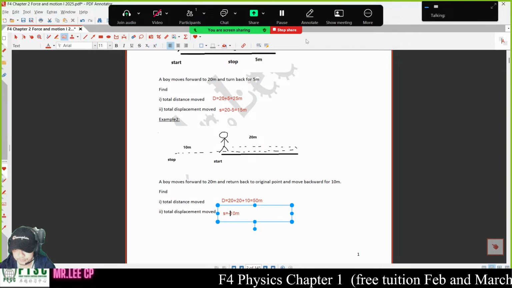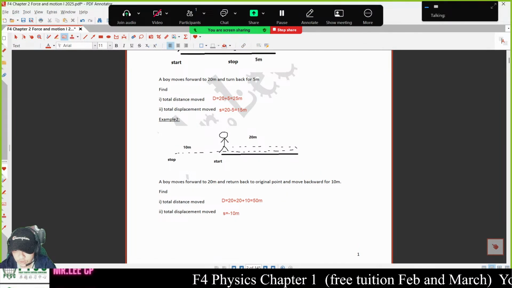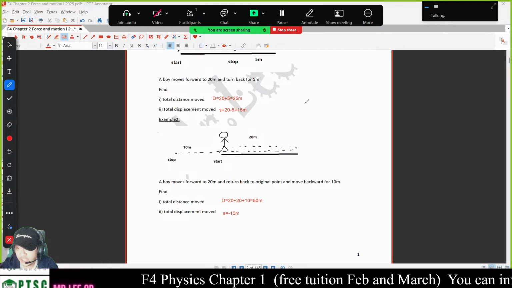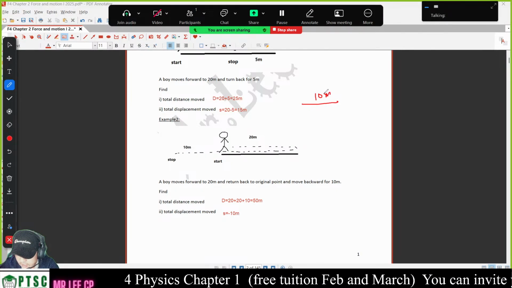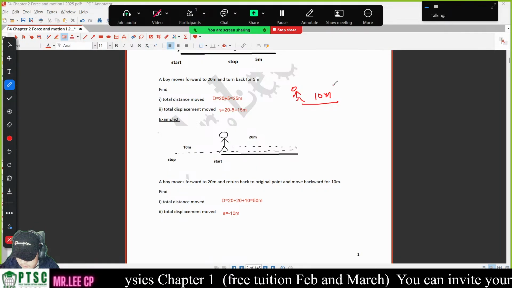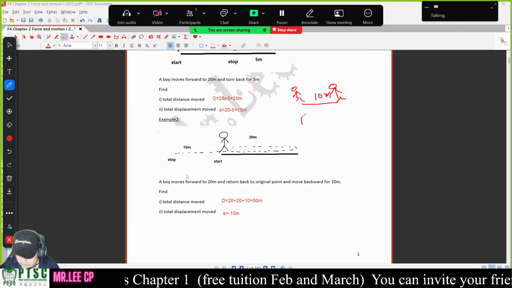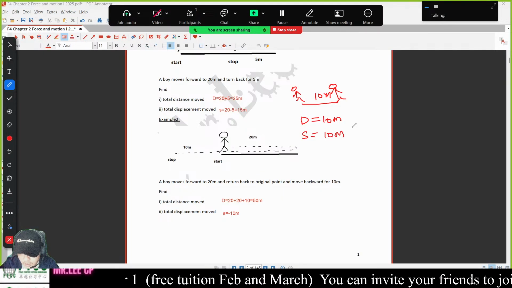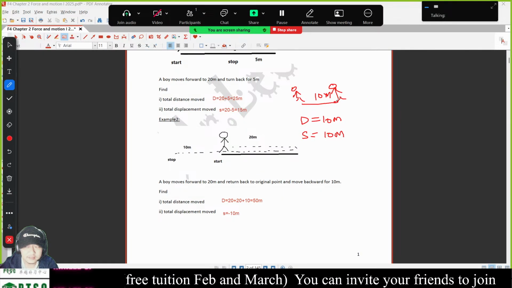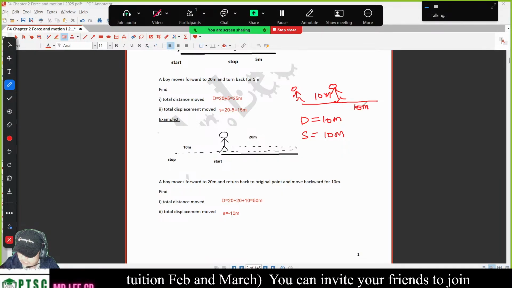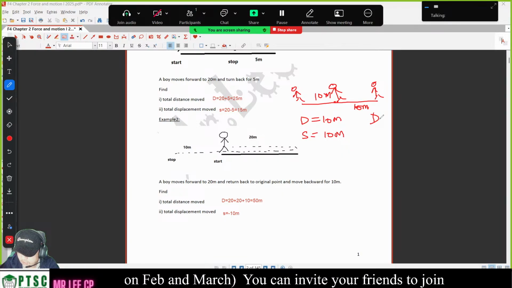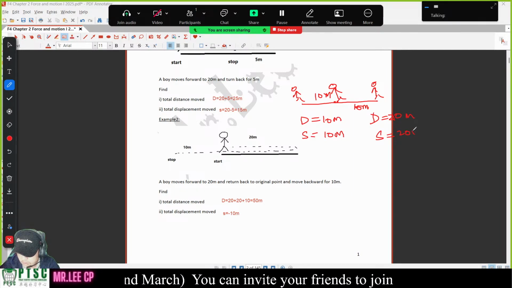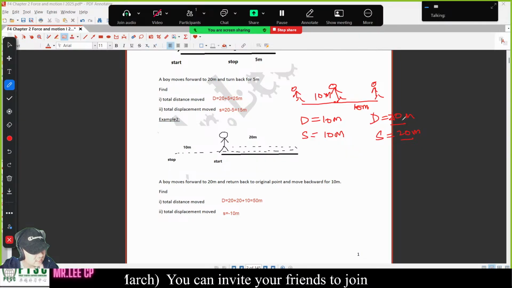Now, some of you will ask me, Cikgu, are distance and displacement the same thing? If you are here, you move 10 meter and stop here, what is your distance? 10 meter. Your displacement? 10 meter. Is it the same? Yes. If you move another 10 more meter here, what is your distance? Distance is 20 meter. Displacement is also 20 meter.